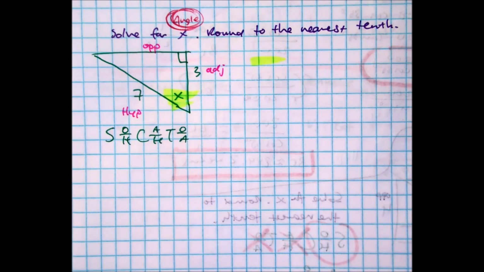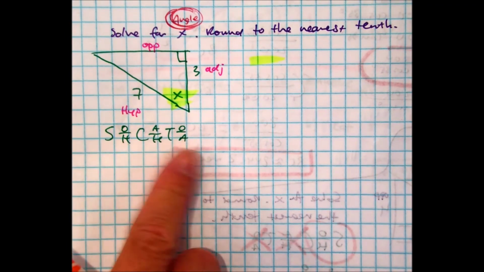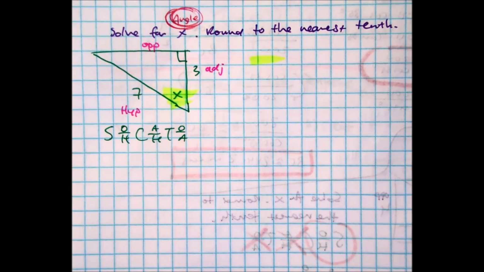Partner B whisper to partner A, which one am I going to use and which ones am I not using? Whisper, whisper. That's not whispering. On the count of 3, we're going to say the one we're going to use. 1, 2, 3.